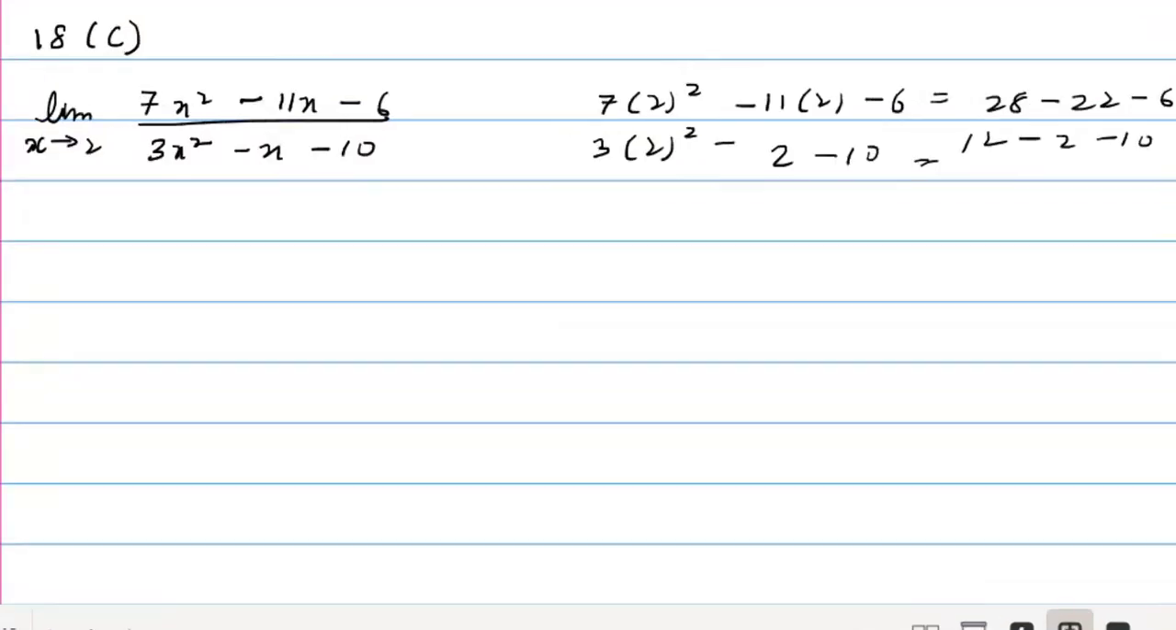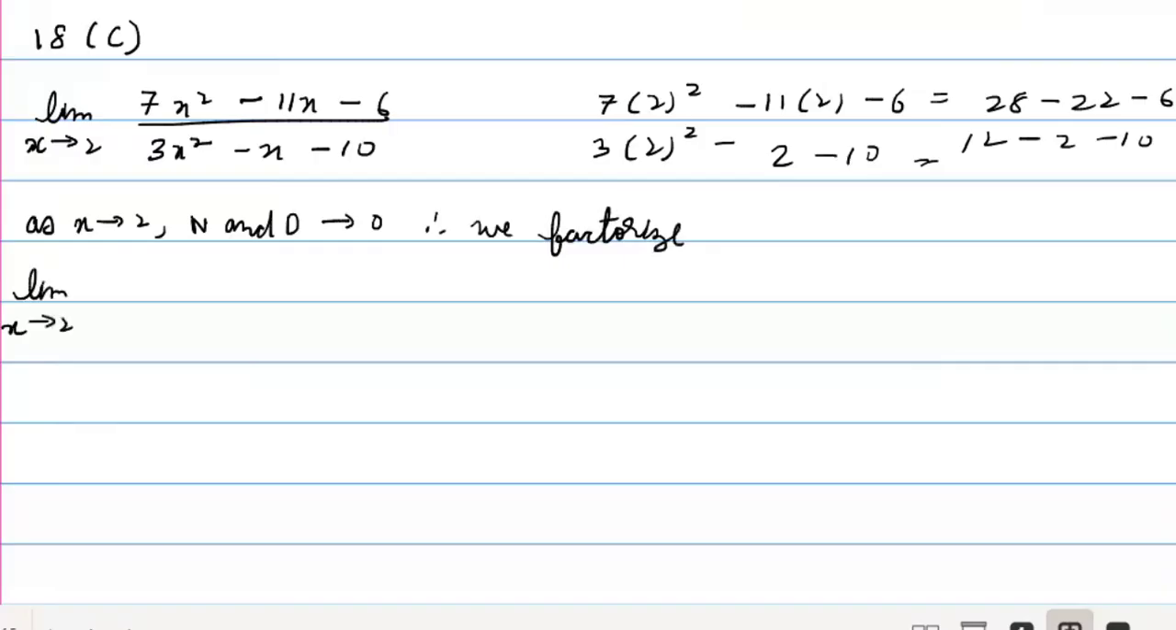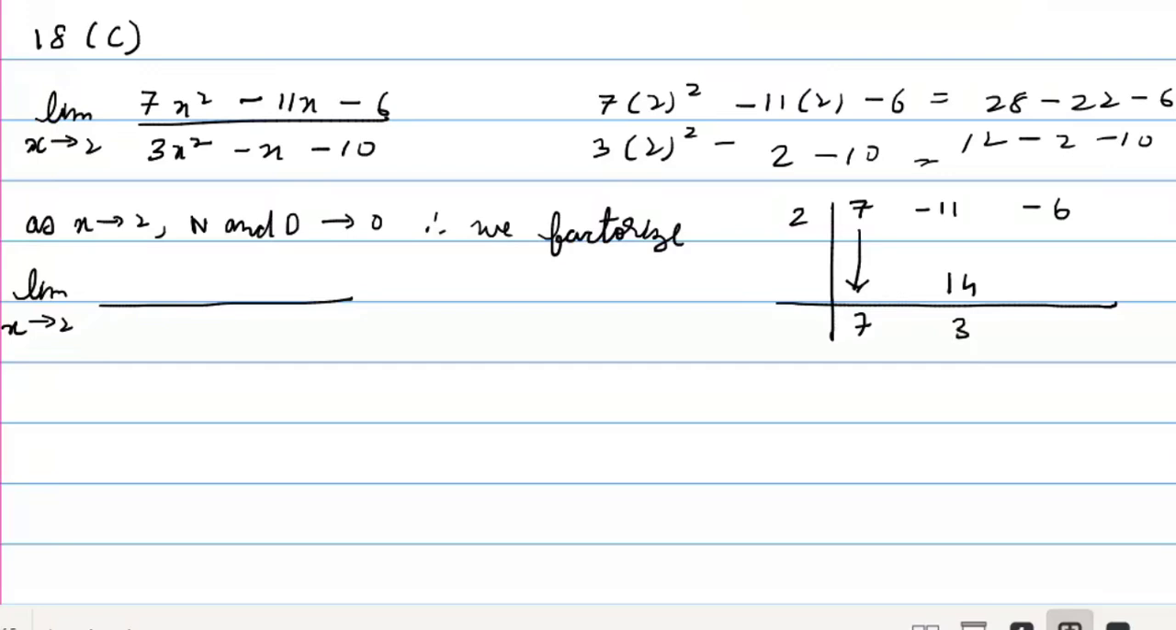So generally, I expect the students to write this. As x approaches 2, the numerator and denominator approach 0. Therefore, we factorize. So limit of x tends to 2. Now to factorize, students, you can use long division or you can use synthetic division, which you have studied in standard 10. So this is 2, 7, 14. So you get a 3, you get a 6 and a 0. So therefore, I have x minus 2 and I have 7x plus 3.